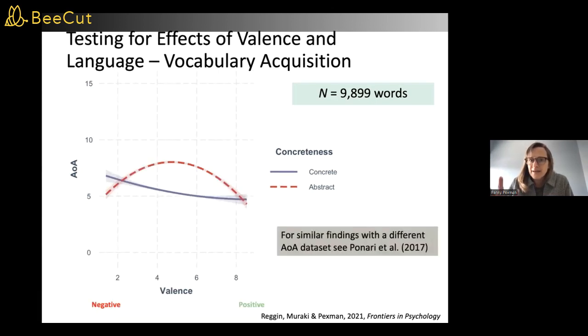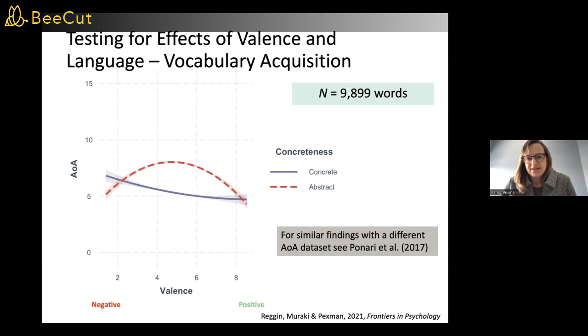And then we used the same data, the same almost 10,000 words, and looked for the interaction of valence and age and concreteness, and indeed found the interaction. This interaction was also replicated in a different age of acquisition data set by Marta Panari's group. We also recently looked at verb acquisition in particular, and again found this interaction. So this seems to be quite robust.